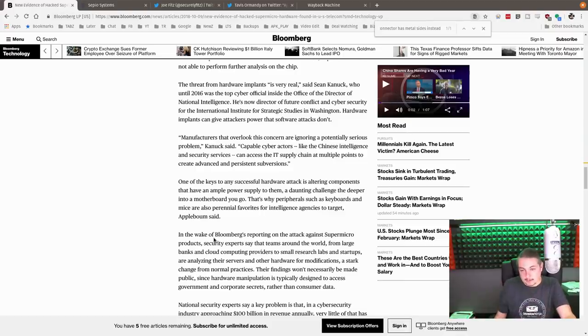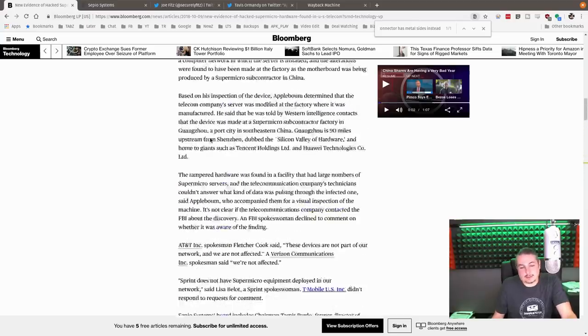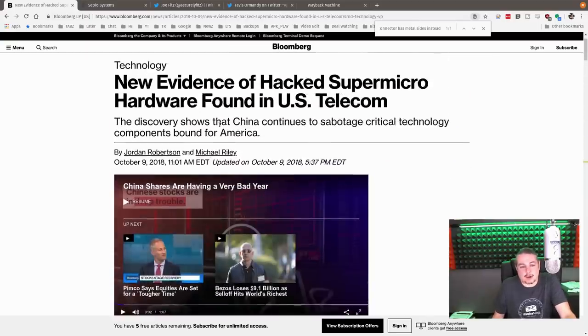Now, back to the story here, I'm going to say don't rip out your Supermicro stuff. I just don't see this as any more credible. So it's been a few days since this came out. The only update they've given us is they've sent us nowhere. They gave us no leads. They've given us no hardware to look at.